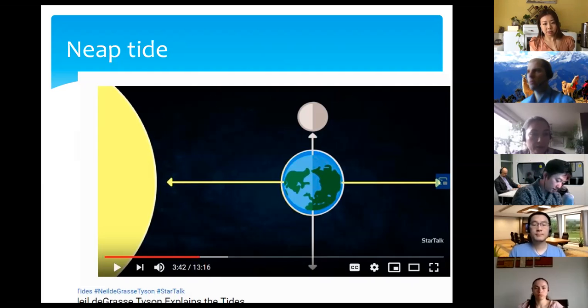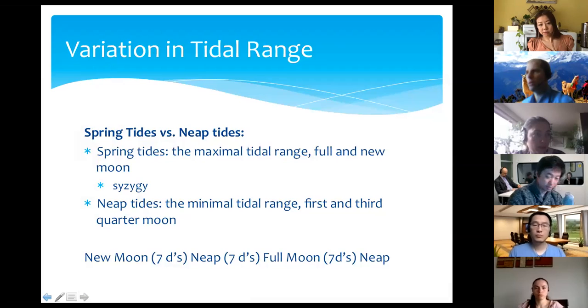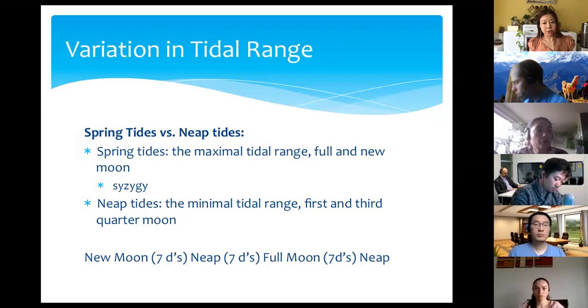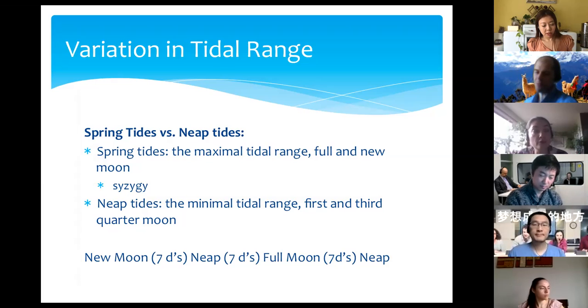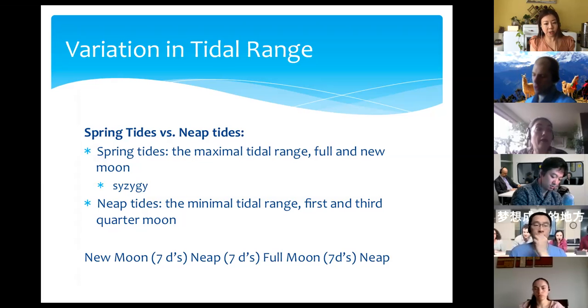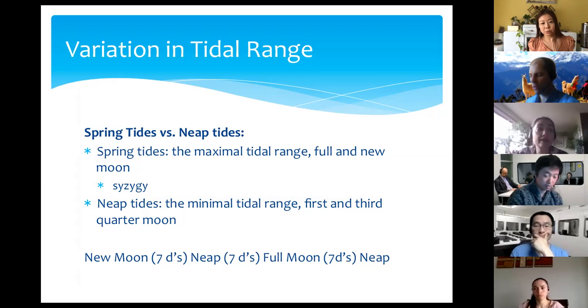Okay, so you can see that, as we said, the moon month is about 28 days or 29 days, so it's 4 weeks. So first we have new moon, and that's when we have the highest tide, the highest tidal range. After 7 days, we have a neap tide, when the sun and the moon are arranged at 90 degrees. And then after 7 days, we have full moon. And during full moon, again, we have a spring tide, which is the maximal tidal range. And then again, 7 days later, we're back to neap tide. And then the cycle starts all over again.